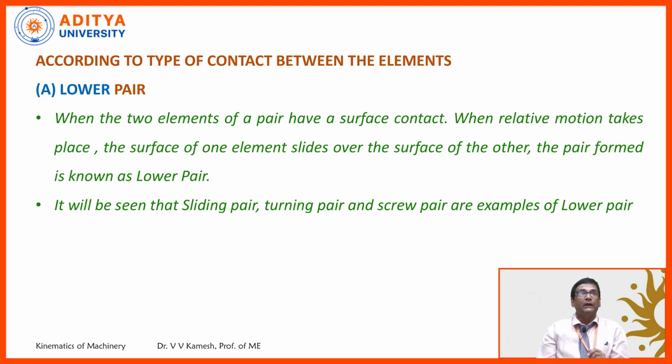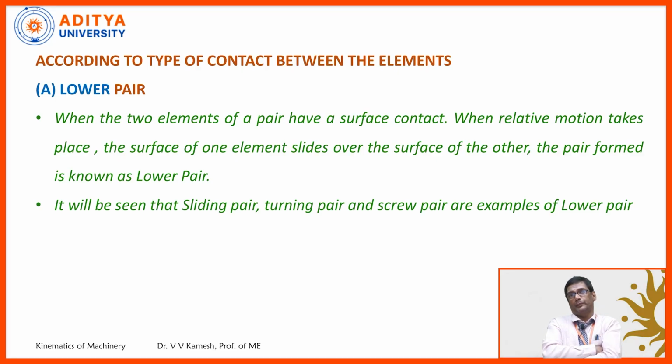Now it is the type of contact between the elements. Here we have only two varieties: lower pair and higher pair. Don't think that the lower pair is the least one and the higher pair is the best one. It is just a classification, so we have two divisions: one is lower pair, the second one is higher pair.